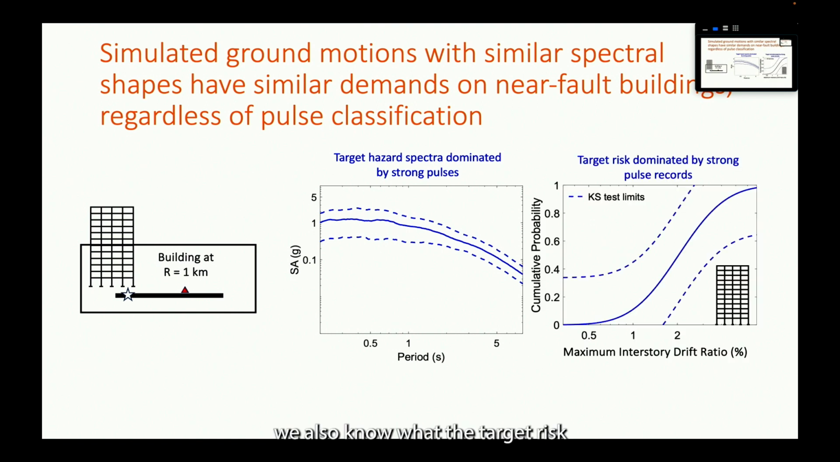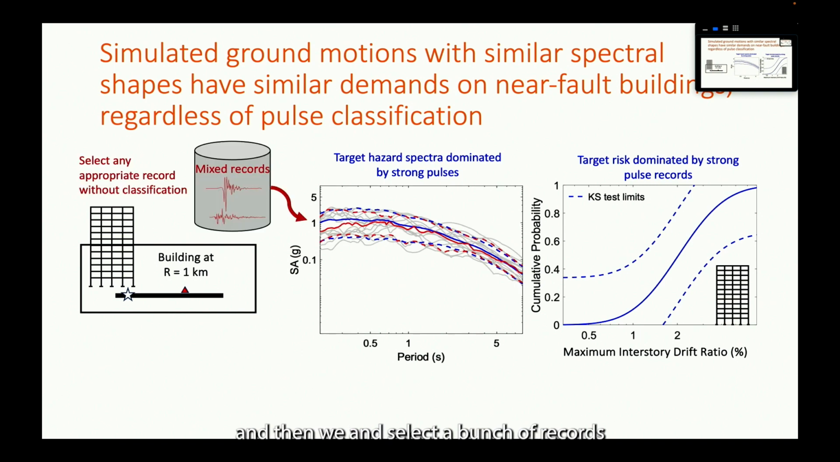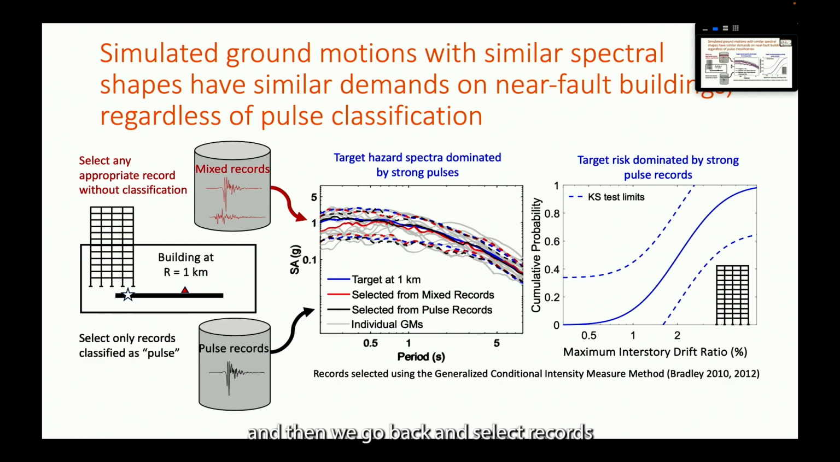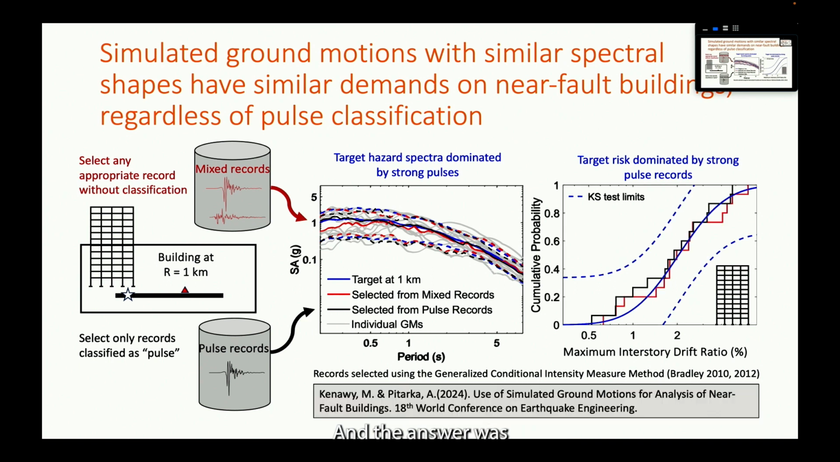In this case, we also know what the target risk is, because our target hazard spectra are based on simulated ground motions. And then we go and select a bunch of records without looking at their classification. We don't care if they're pulse or non-pulse. And then we go back and select records that are specifically pulse. And then we try to see, will they lead to different impacts on the structure? And the answer was, they're very statistically similar.